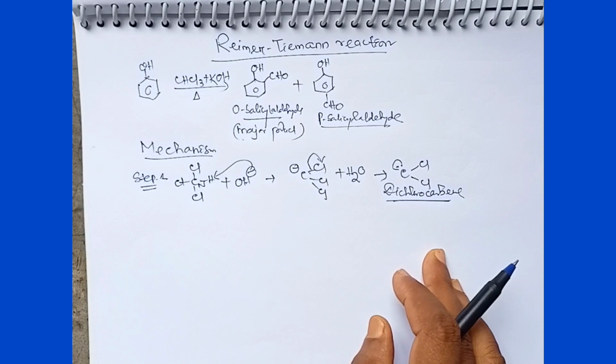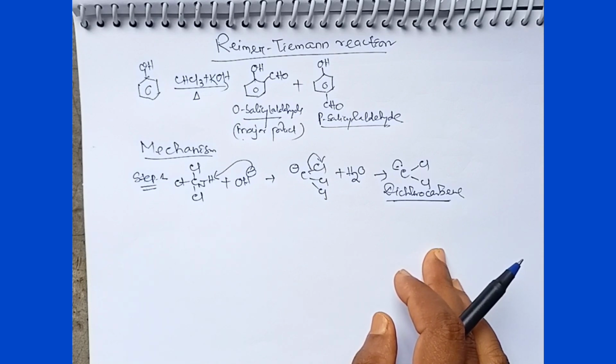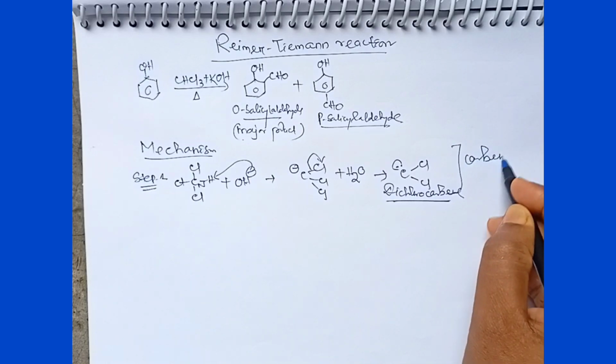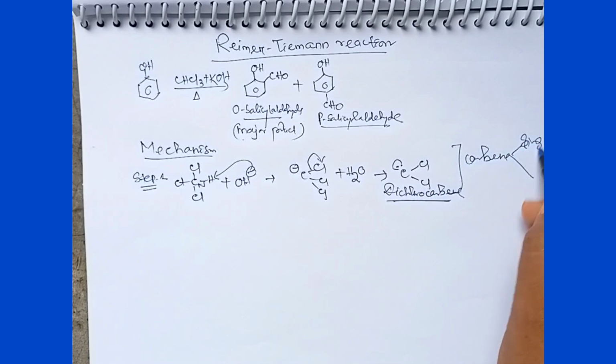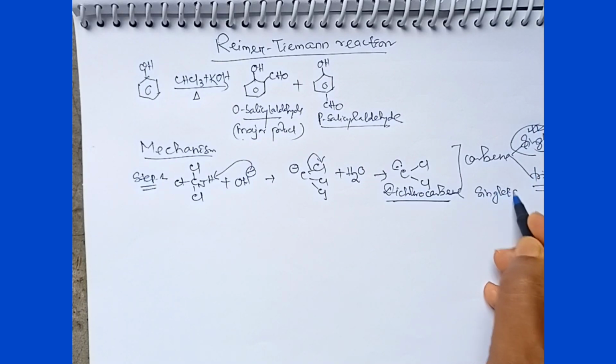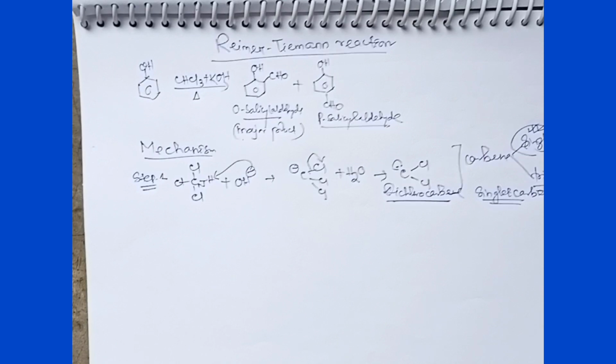Now the question is, is this dichlorocarbene singlet or triplet? This is the singlet carbene, most important. This dichlorocarbene is the singlet carbene. Why is it a singlet carbene? In the last part of our example, by doing some reaction we can prove this is the singlet carbene.